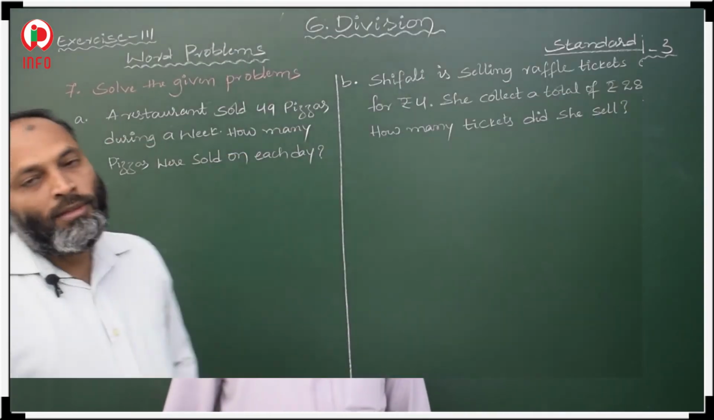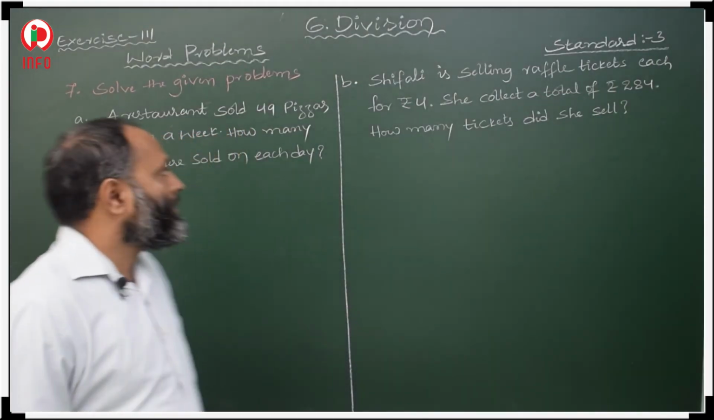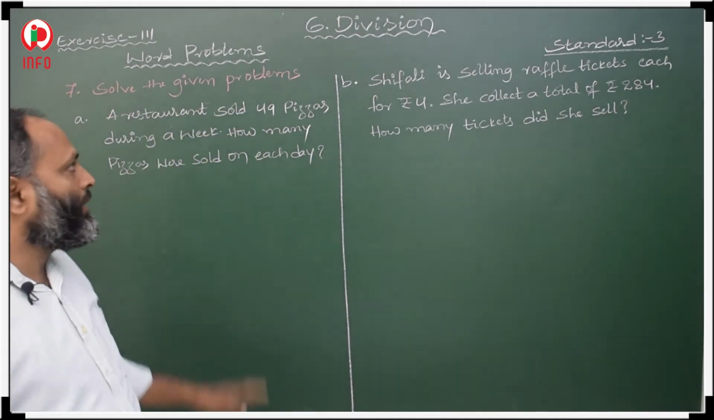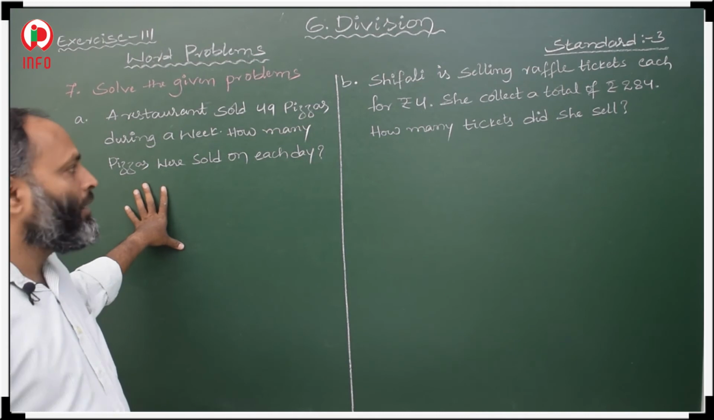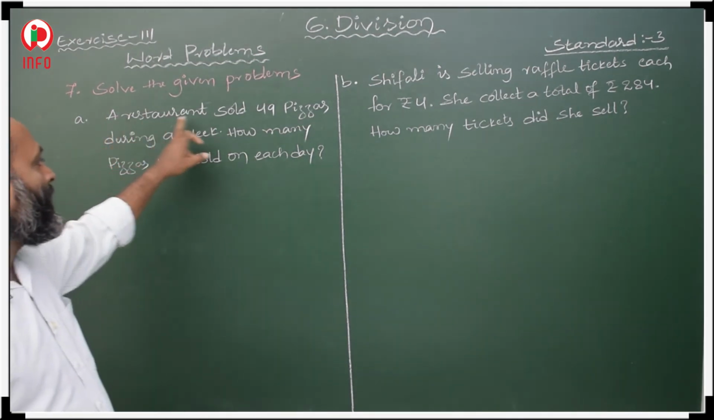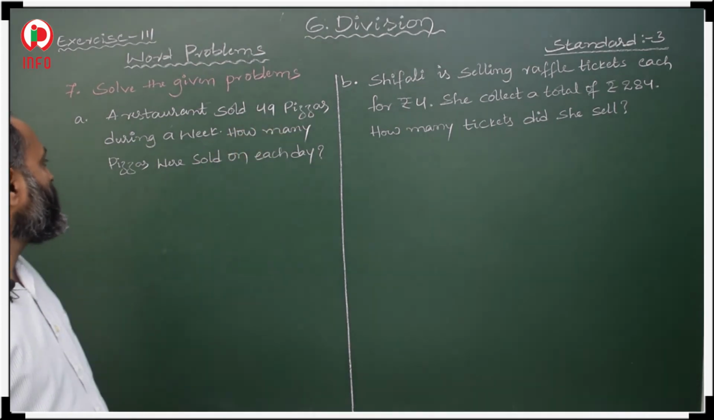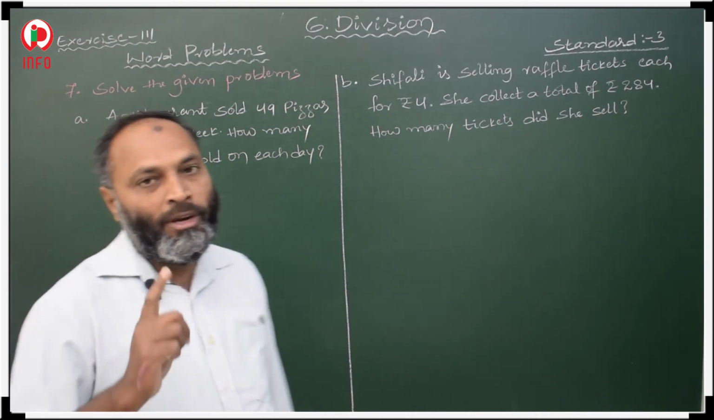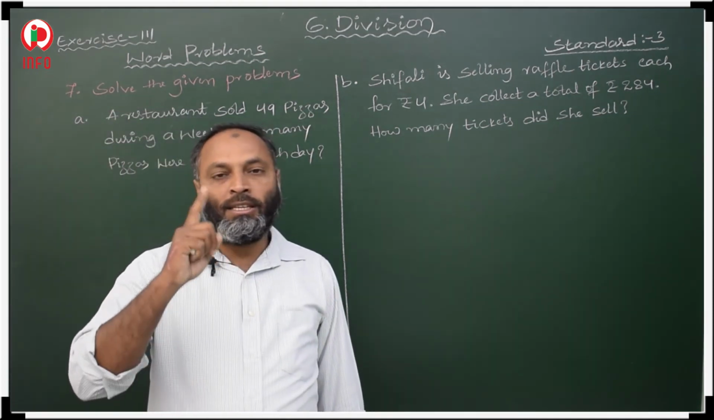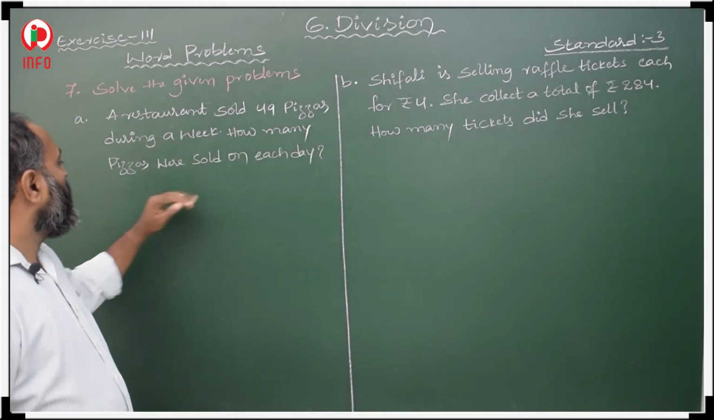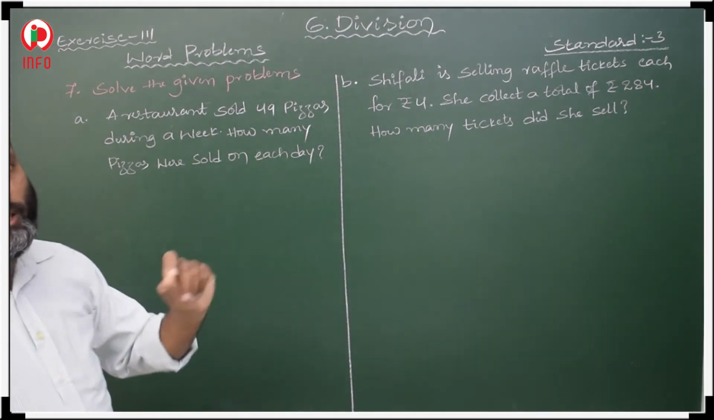Okay. Now students, our next question, solve the following problems. First we have to read the question. So what is given here? A restaurant sold 49 pizzas during a week. A week is equal to 7 days. In a week, how many days are there? 7 days. 7 days is equal to 1 week. How many pizzas were sold on each day?